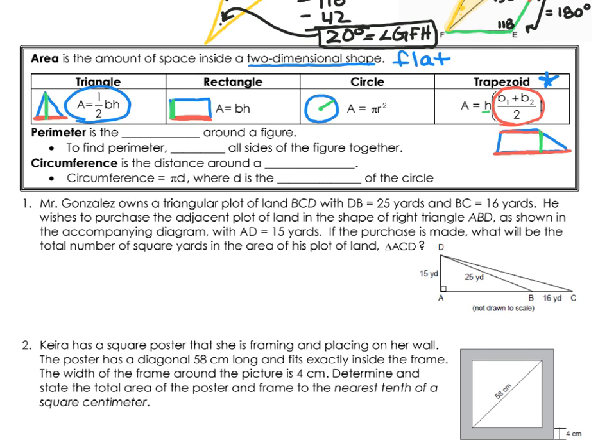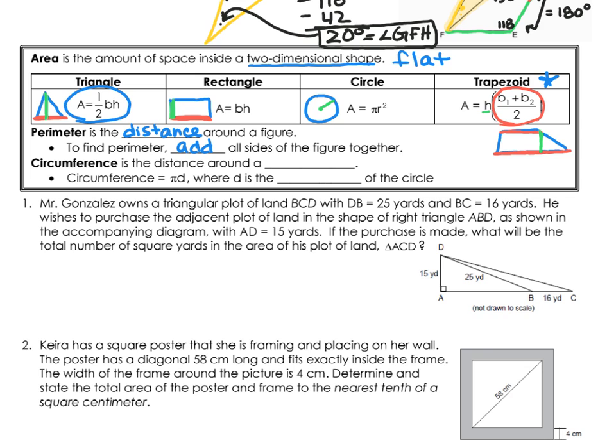Perimeter, guys, is different than area. Perimeter is the distance around a figure. To find perimeter, all we have to do is add all the sides of the figure together. So if it has a 4-sided figure, make sure you add all 4. If it's a 3-sided figure, add all 3. If it's a 6-sided figure, add all 6.